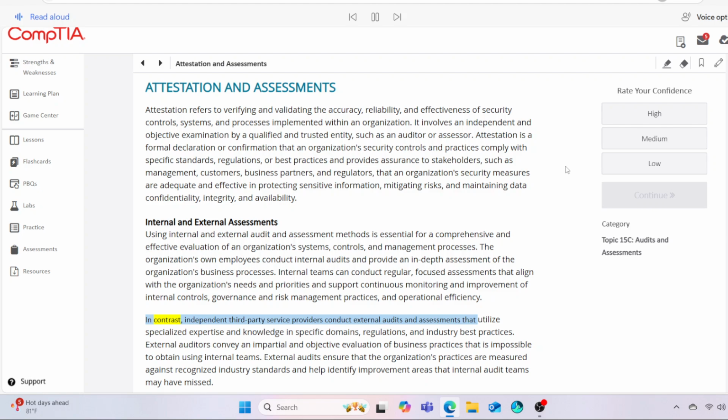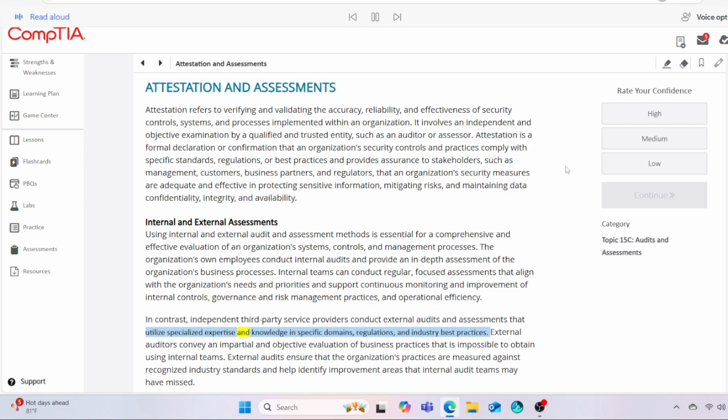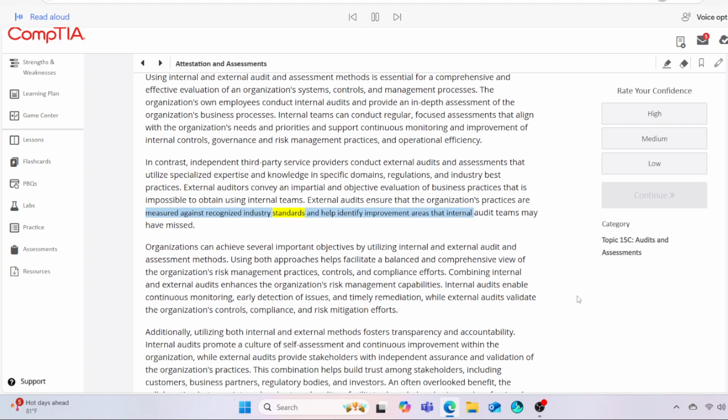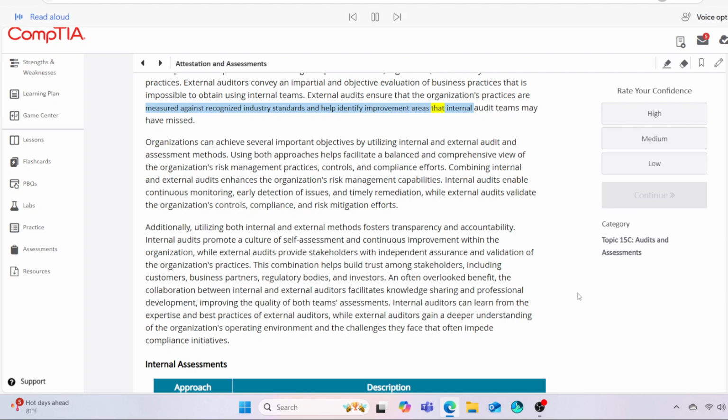In contrast, independent third-party service providers conduct external audits and assessments that utilize specialized expertise and knowledge in specific domains, regulations, and industry best practices. External auditors convey an impartial and objective evaluation of business practices that is impossible to obtain using internal teams. External audits ensure that the organization's practices are measured against recognized industry standards and help identify improvement areas that internal audit teams may have missed.